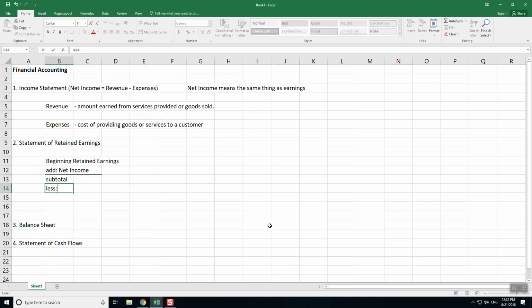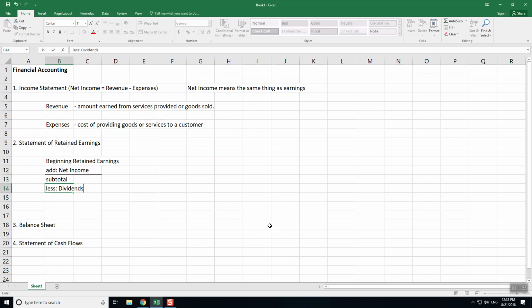Then you would subtract. When we use the word less, that means we're going to subtract. And that's where we would subtract the dividends. Any amount that's paid back to shareholders out of the earnings is called a dividend. How many have stock? How many have stock and don't know they have stock? You'd be surprised. Maybe some of your parents got mutual funds for you. Well, there's stock in the mutual funds.